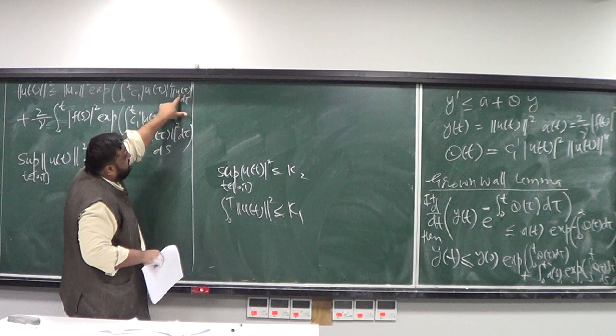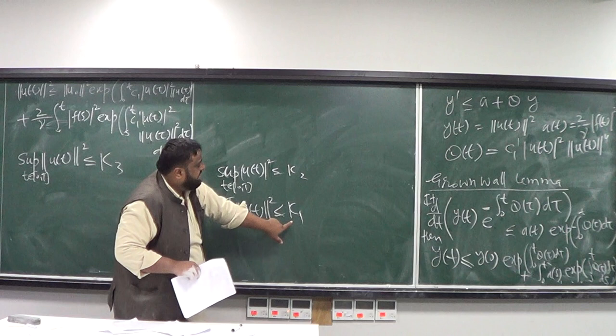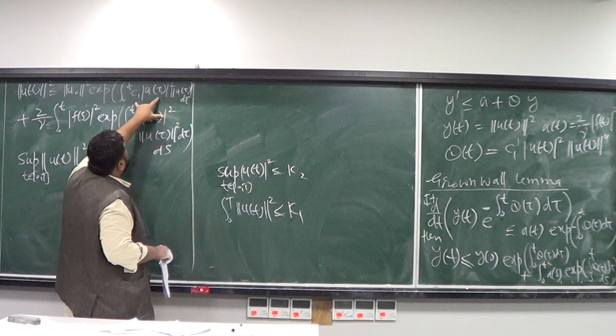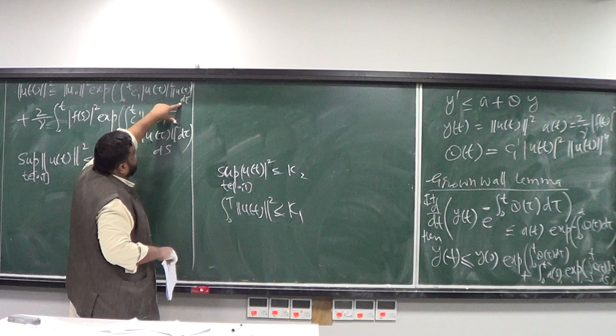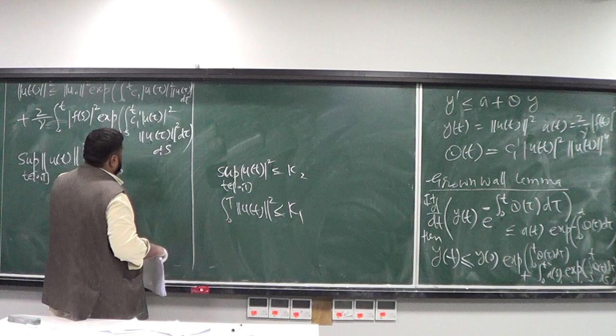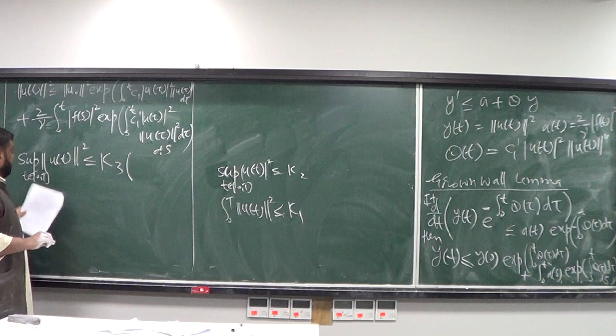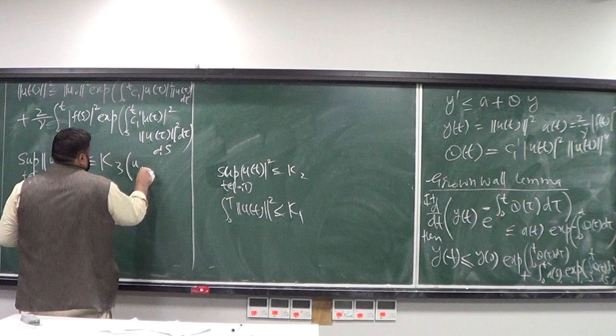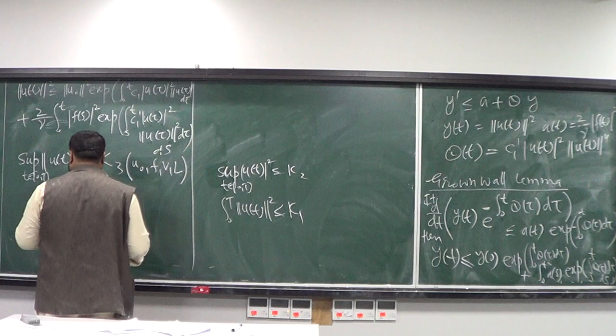Then I'm using this inequality and pulling k2 out, so I'm going to remain with k1, and the same thing I can do with this. Since this can be estimated by k2, pull that k2 and c1 out of the integral. What remains is the integral from 0 to t of u of tau squared d tau, but I can estimate this by k1. So this is going to be c1, k1, k2, and similarly another c1, k1, k2. This is what you're going to get. So k3 is a number that depends on u0, f, nu, and T.